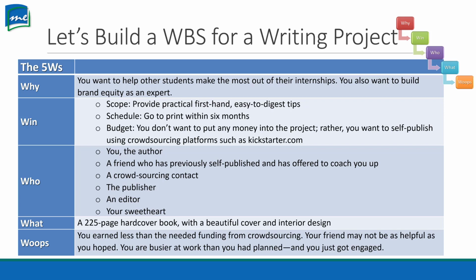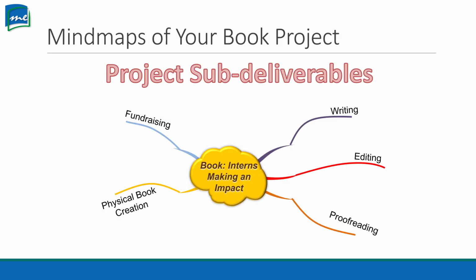All right. So what about a mind map? Why don't we go ahead and do that? So your project sub deliverables. It looks like you got 5 here. To create your book, you need fundraising. You need writing, editing, proofreading, and the physical book creation. If you get all those together, they should come together and make the book. Interns Making an Impact. All right, not bad for a title.